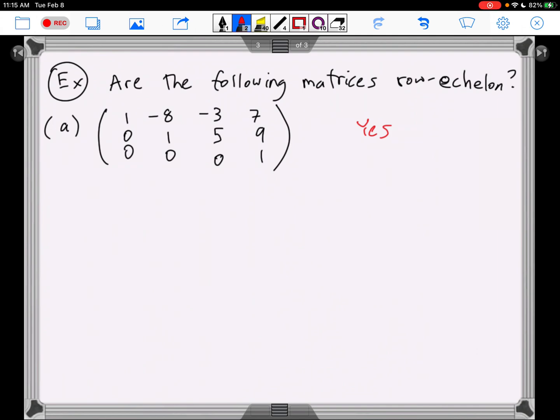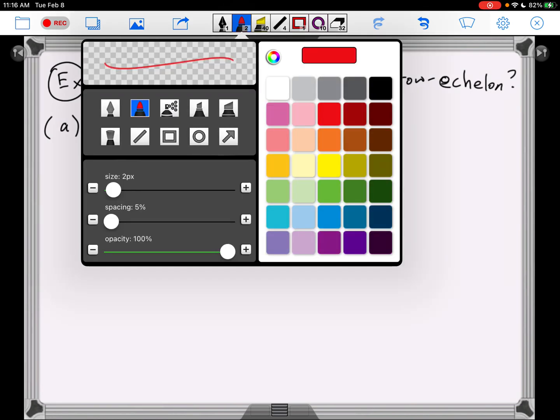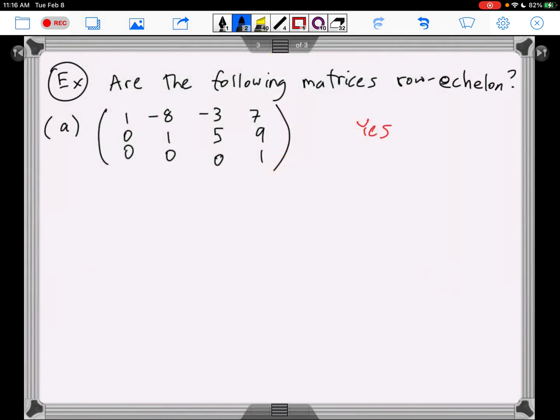Okay, all of the leading numbers on each row that aren't zeros is a 1. All the ones occur to the right of the one of the rows above it, and there are no rows of zeros in this one, so we're good there. Okay, let's look at the next one.